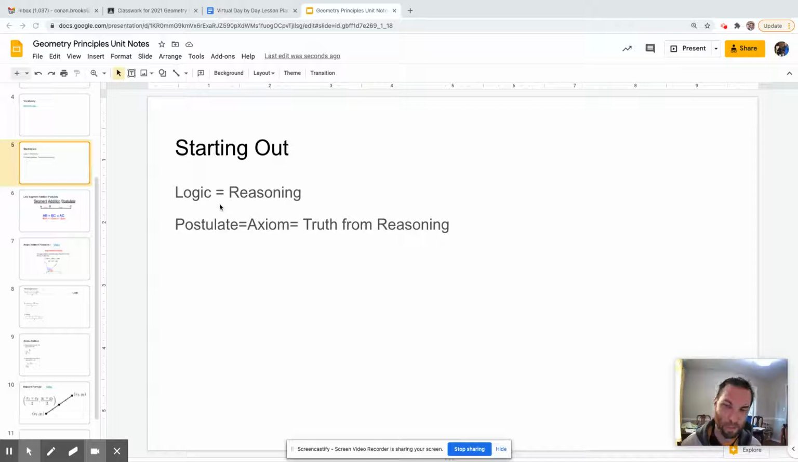And it's a skill. It takes practice. And if you struggle with some of this stuff at the beginning, just know it'll get better with practice, but it won't get better without practice. A postulate. So what is an angle addition postulate, or a line segment addition postulate? A postulate is an axiom. Those are two synonyms, and it's truth from reasoning. So people have come up with these truths from reasoning, and in this case, it's just from algebraic reasoning.